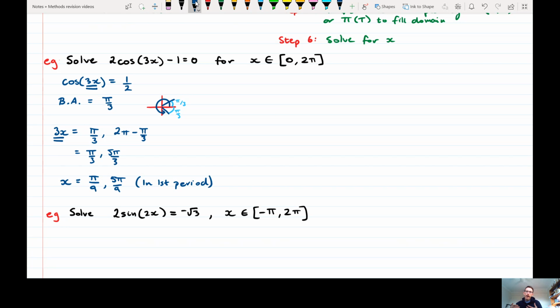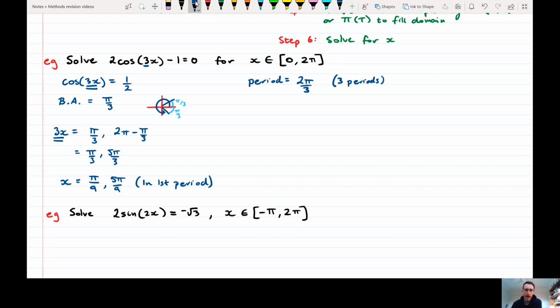The thing is though, how many periods am I required to find? Well, let's have a look at our original domain that we're given. We're given between 0 and 2 pi. And we know the period of a cosine graph is given by 2 pi divided by the n value, which is 3 in this case. So 2 pi over 3, this is 1/3 of 2 pi, which means we're dealing with 3 periods.